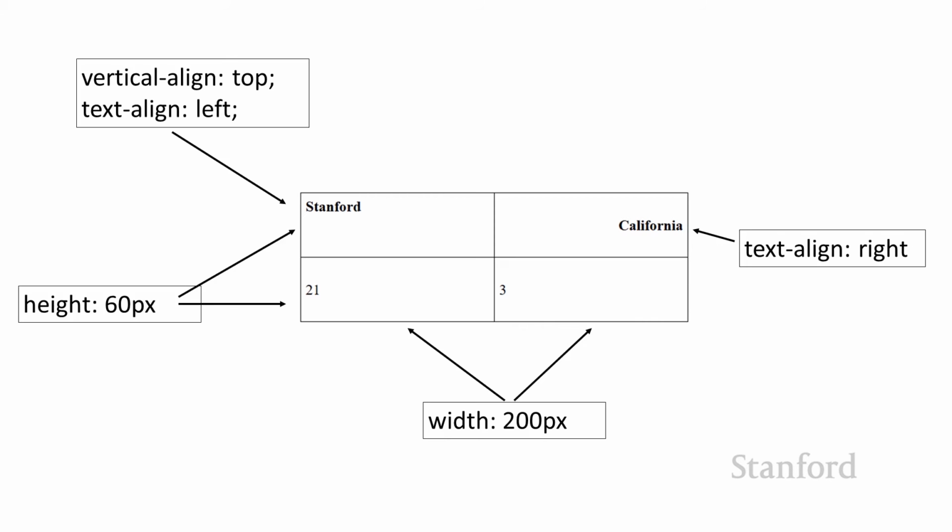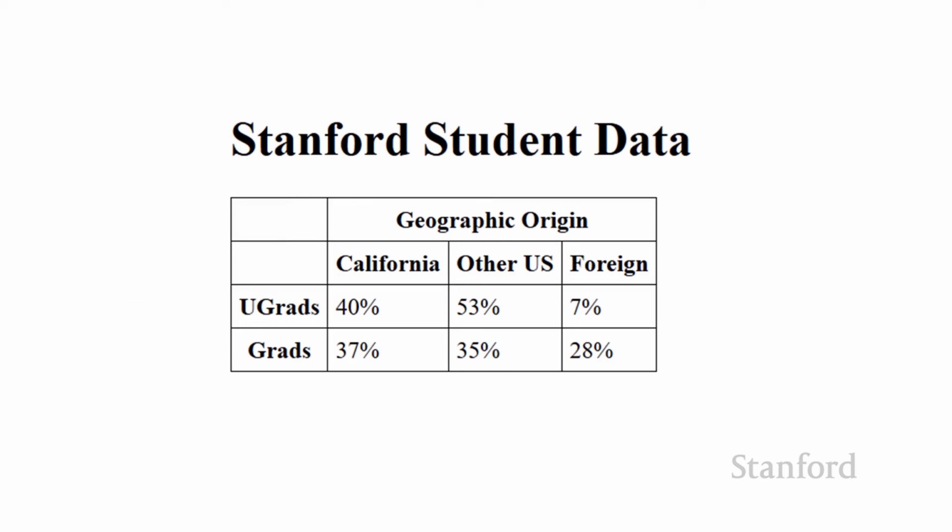And in fact, there's a wide range of different things that you can do with the cells, meaning the THs and the TDs. And so here are some examples of some changes I've made. So I've set vertical alignment top and text alignment to left on the Stanford TH. I've set Cal with the text aligned to right, overriding the TH's center alignment. And then you can see I put heights and widths on all the cells.